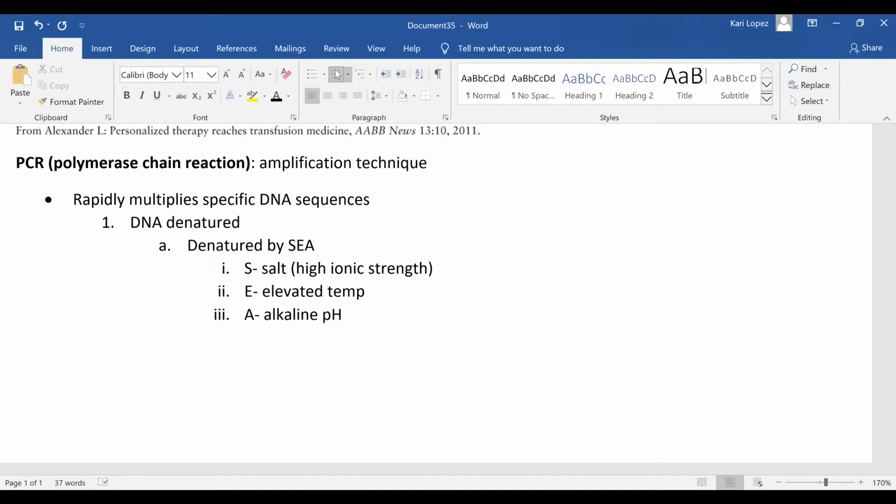And again, I wouldn't necessarily remember all these. This was just a fun way to remember how it can be denatured. But generally, I don't think you'll get asked a question past PCR being an amplification technique, or that it multiplies DNA sequences. So the DNA is denatured, and then a primer is added. And this is to attach specific areas of DNA.